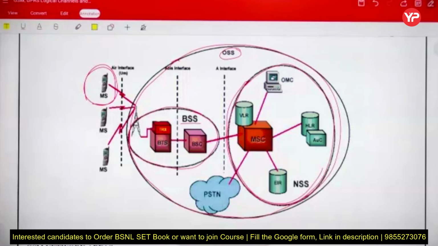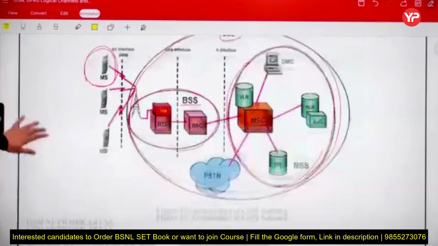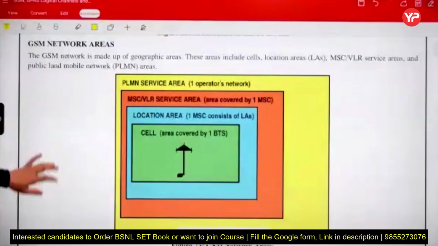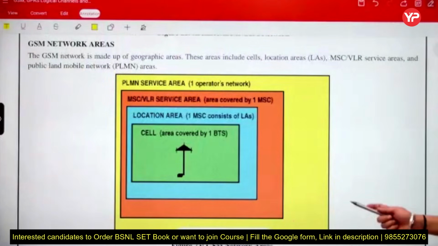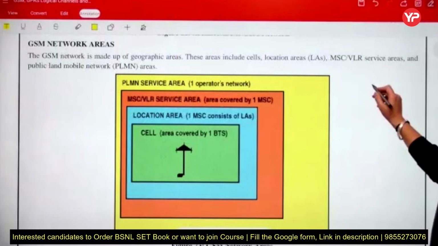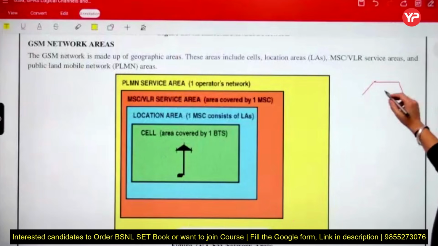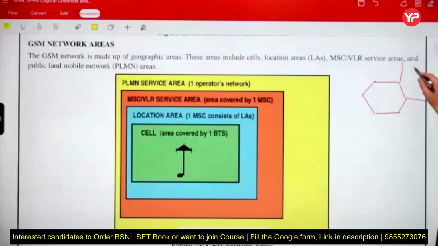We will discuss each and every block and its functionality when we talk about how calls are set up in GSM. I will discuss everything happening here in detail later on, not here. Okay, next is how your GSM network area is divided. I will give you a brief idea about how we use the cell. Basically, all the geographical regions are divided into hexagonal cells like this.